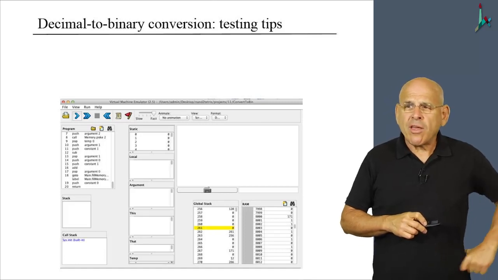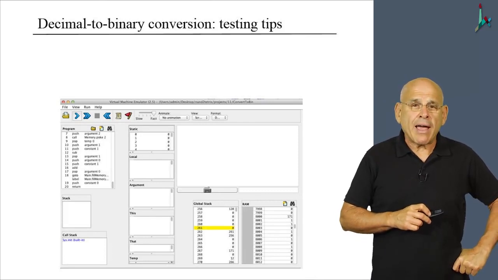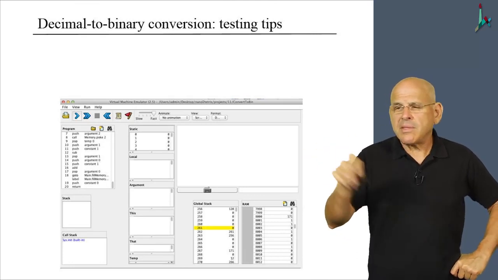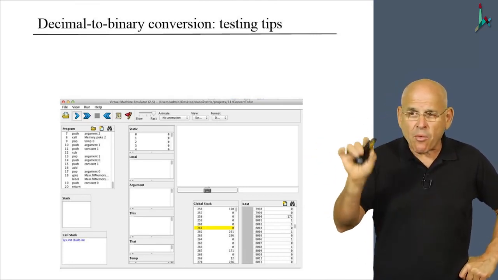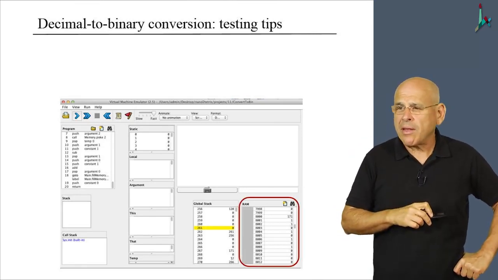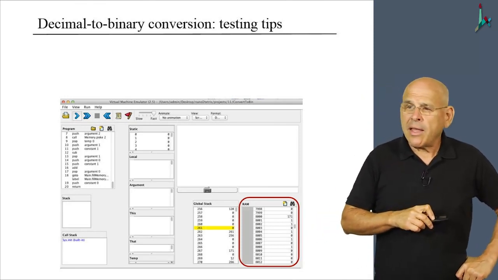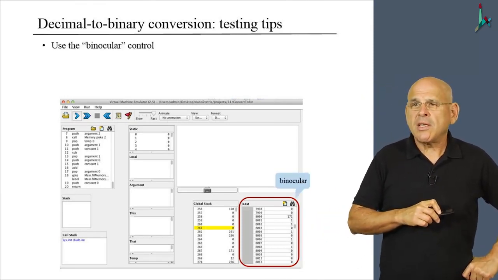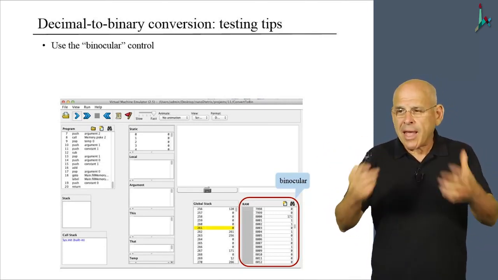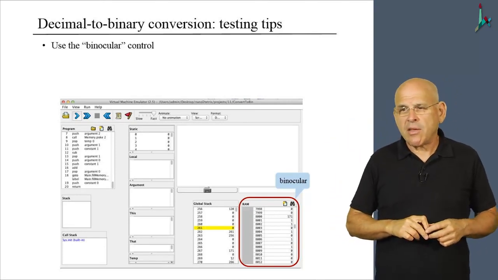So I'd like to give you some tips on how to test the compiled code, because this is a program that deals with the RAM, and therefore there are some little things that we have to worry about. Well, first of all, how do you get to address 8000? Well, a convenient way to do it is to use the binocular control. Just click it, and the simulator will enable you to enter some address, and then you can zero in on this address in the RAM.